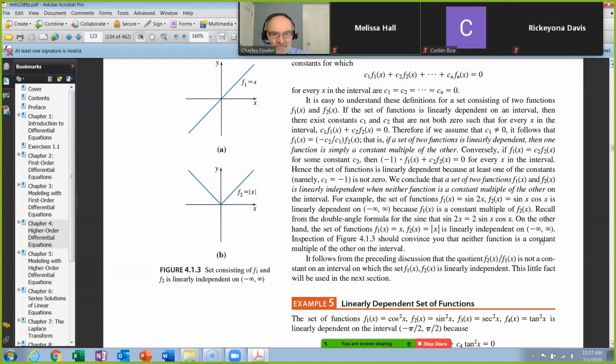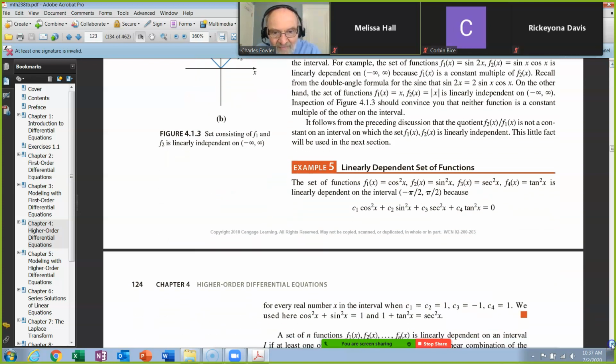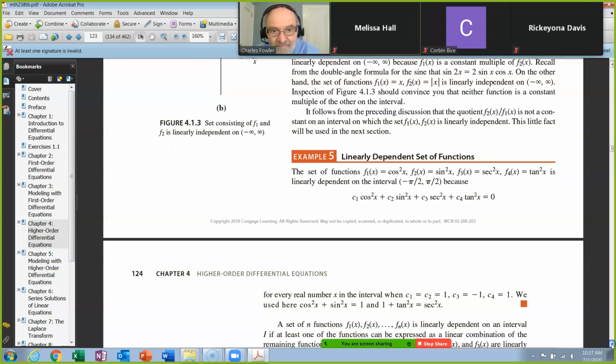It follows from the preceding discussion that the quotient f2 divided by f1 is not a constant on an interval in which the set is linearly independent. That little fact will be useful in the next section, if we ever get there, it feels like. So let's scroll down. I think this time I'm not even going to mess with the thing, and let's just go on down to example 5.